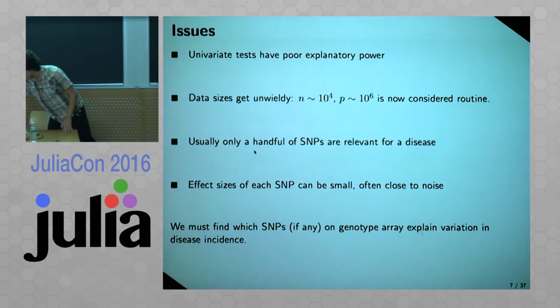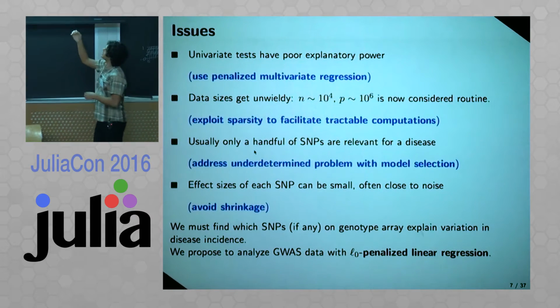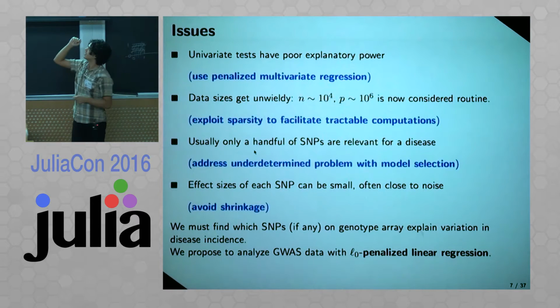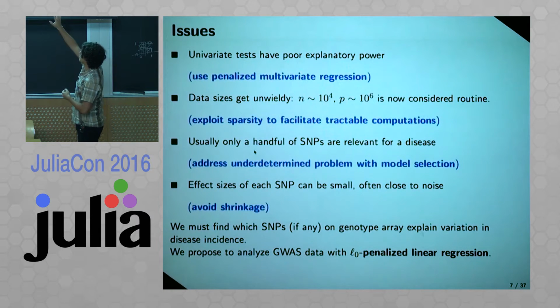All right, so let's think about this in more mathematical terms. So obviously, I'll use some more mathy things like penalized multivariate regression, right? That's how we're going to deal with this whole univariate test. We're going to actually test all SNPs in tandem. Of course, we need to exploit sparsity. We need to make our computations tractable, right?